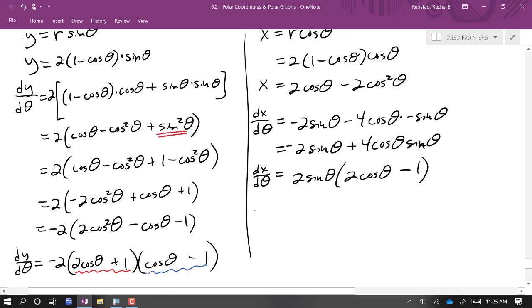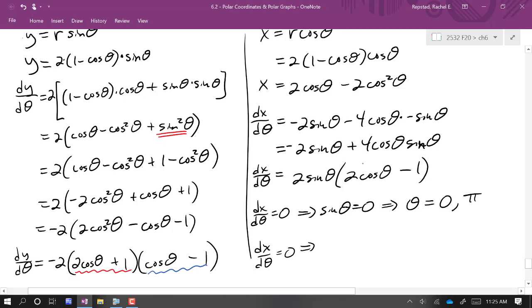It's in factored form, so dx/d theta equals 0 means that either sine theta is 0, and that happens at 0 and pi. Also, dx/d theta will be 0 when, let's see, 2 cosine theta minus 1 is 0. That means that cosine theta is positive a half, and that would be at pi over 3 and 5 pi over 3.